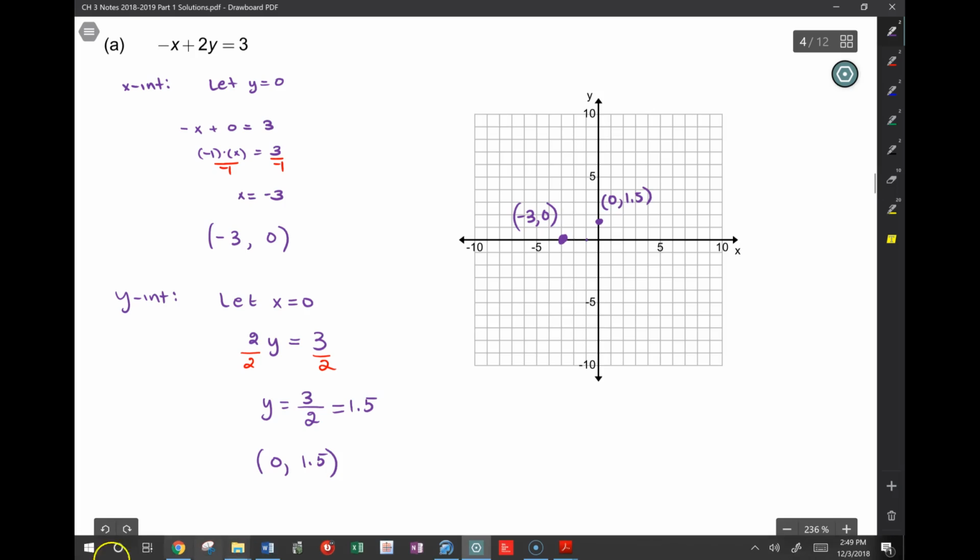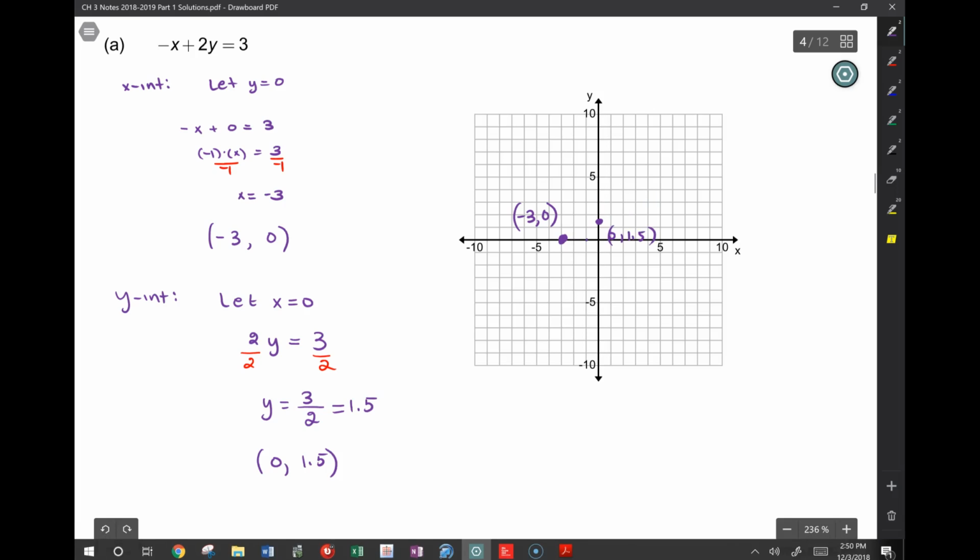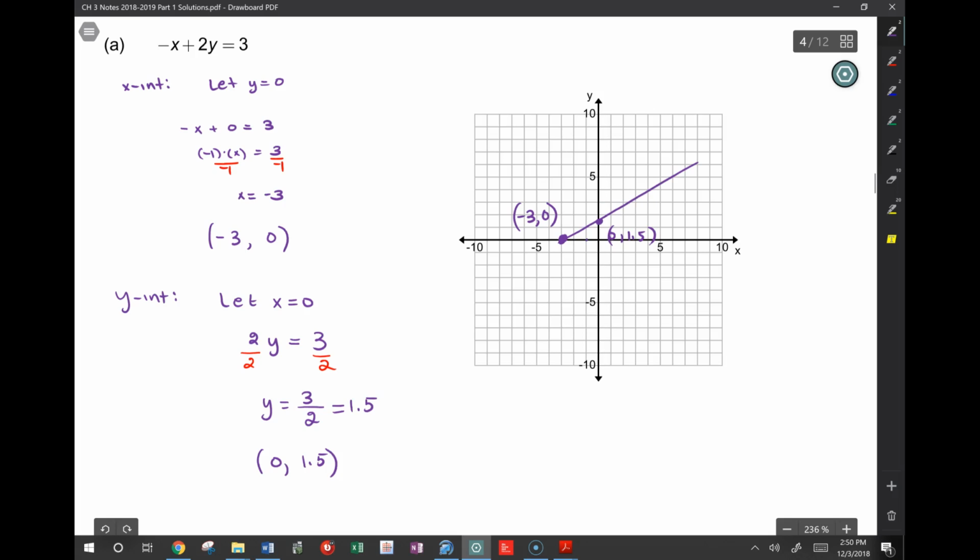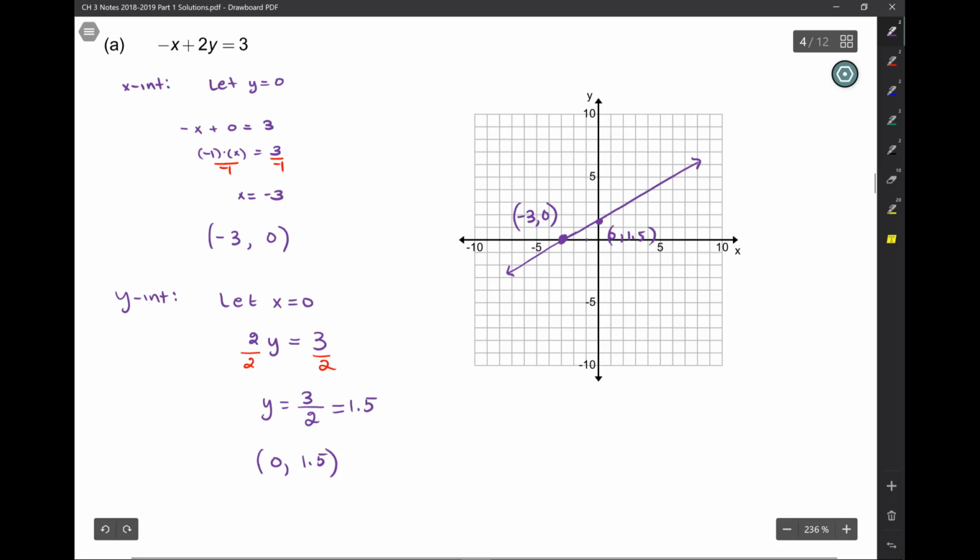And then, here, I'll put it here. And then I connect the 2 points. It's nice if you do, that way you have more possibility for partial credit. 0, comma 1.5. Okay? So that's how we would do this one.